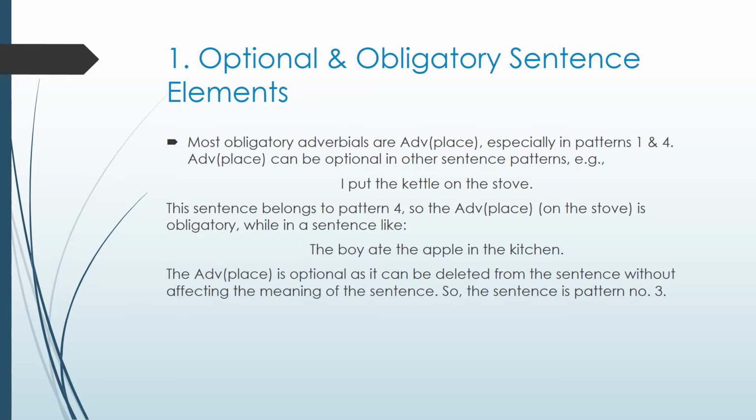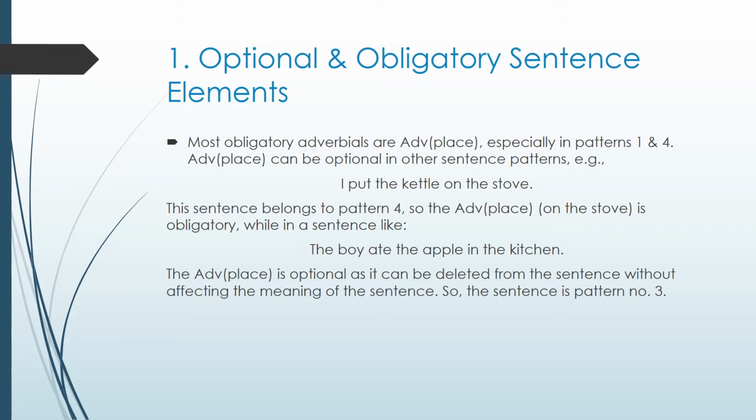If you remember, we said the first element that can be optional and obligatory in the structure of the sentence is the adverb of place. We have seen that the adverb of place is an essential element to the structure and meaning of the sentence in two patterns. They are pattern number 1 and pattern number 4.